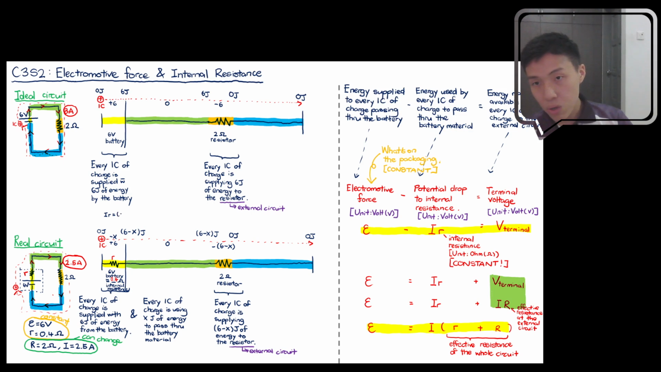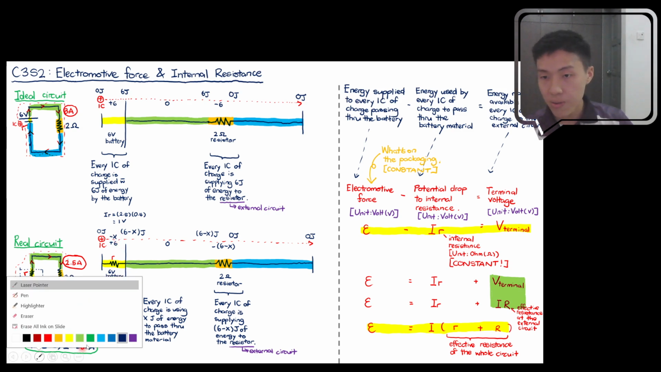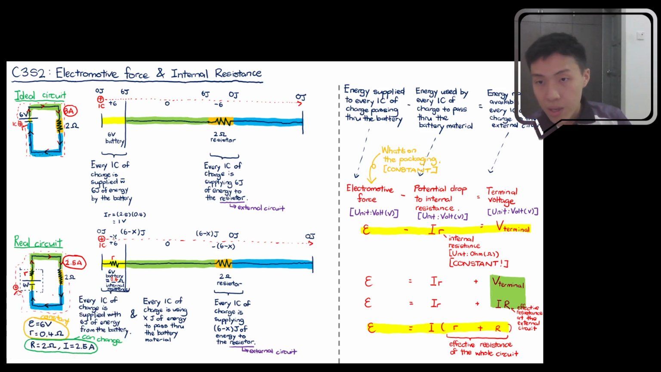Just now we said the current is 2.5 multiplied by the resistance, so this is equivalent to 1 volt. That means the potential drop across the internal resistance is actually 1. So we can change this number to become minus 1, and this one will become 1. So effectively, there's only 5 joule energy that can be supplied outside.